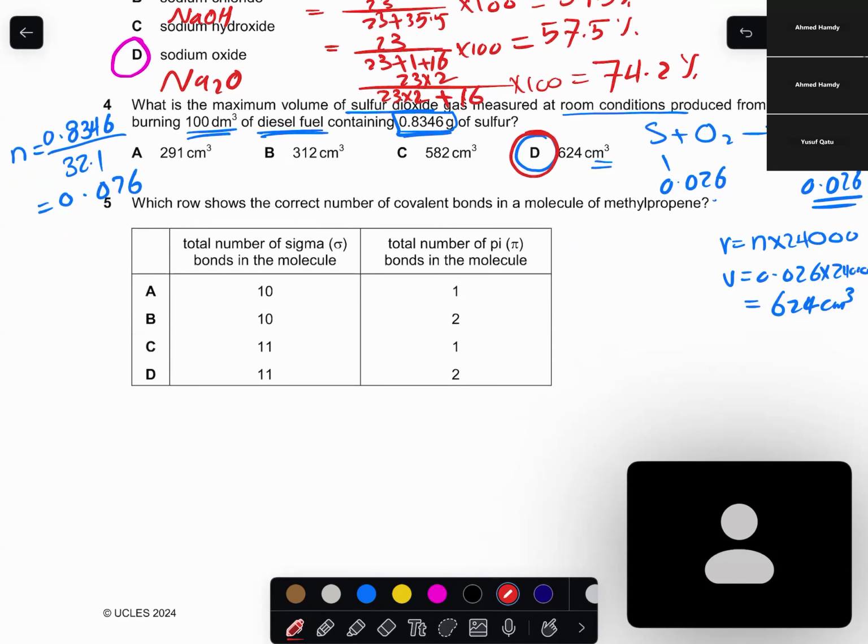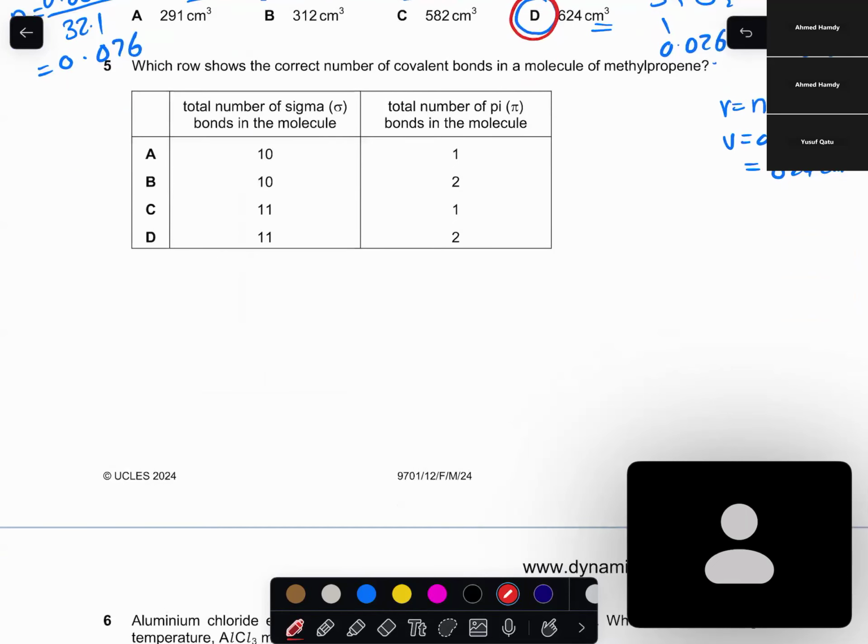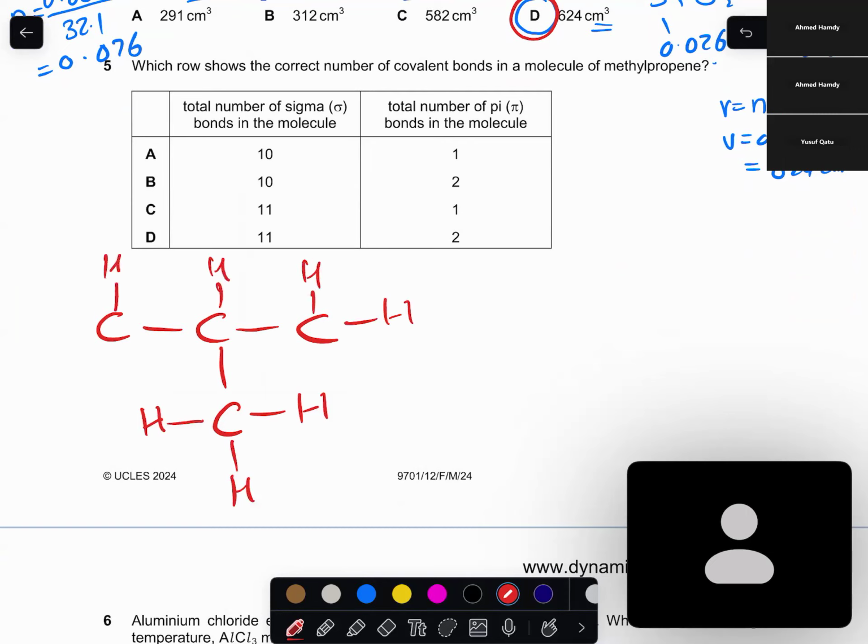Right. Which row shows the correct number of covalent bonds in the molecule of methyl propene? Methyl propene, we have here 1, 2, 3. This is propene. Methyl, so there is a methyl group connected to propene. CH, H, H, and here H, and here H, here H, here H, here H, and this is propene. So we have a double bond here.